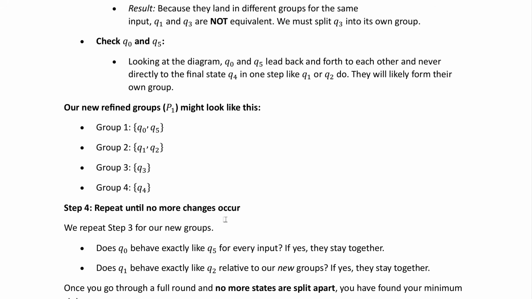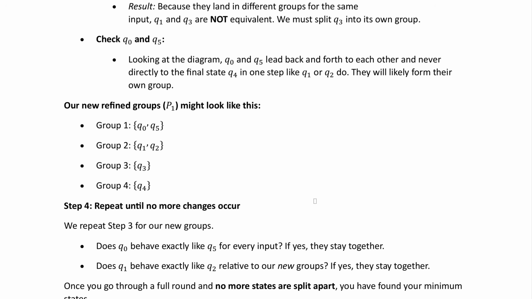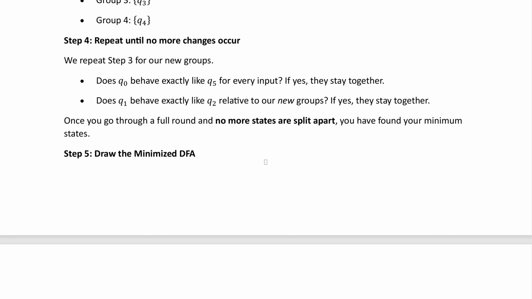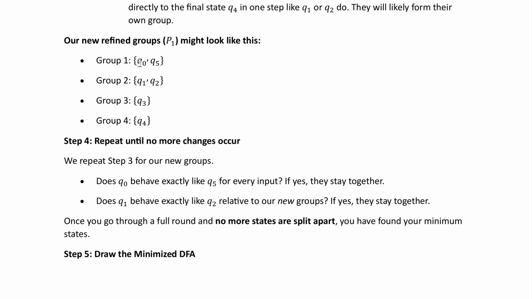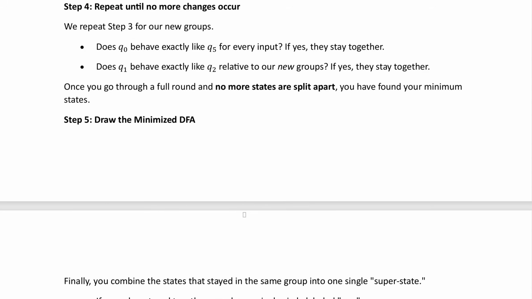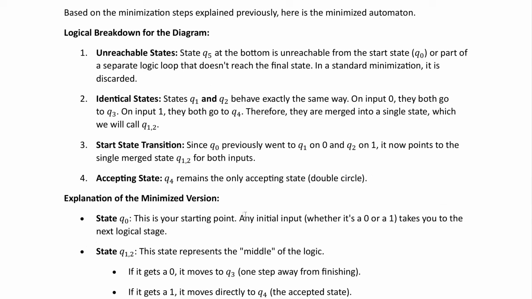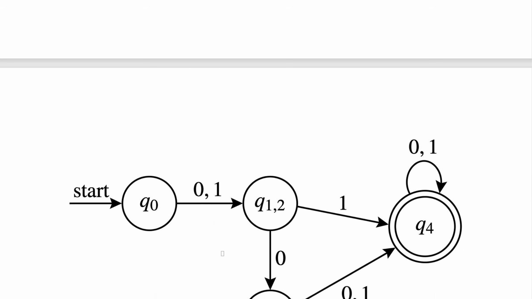Then we have to repeat until no more changes occur. When we are not able to divide the groups any further, we can stop there, and these will be the final set of states. When we follow the same procedure again, we get the same groups again. So these are the desired states in the minimized automata. Let me show you in the diagram.